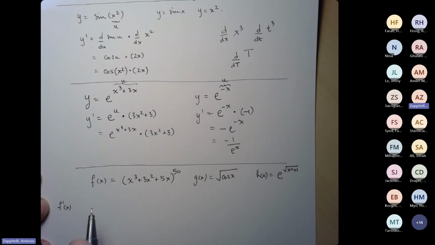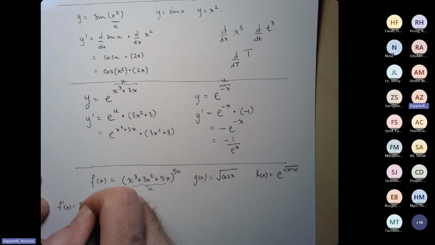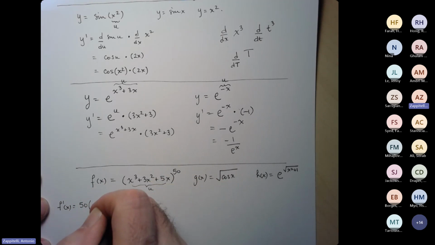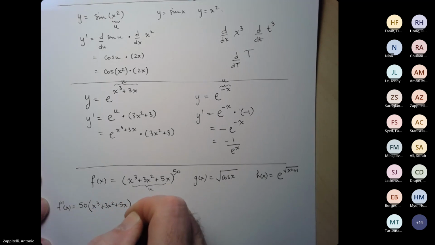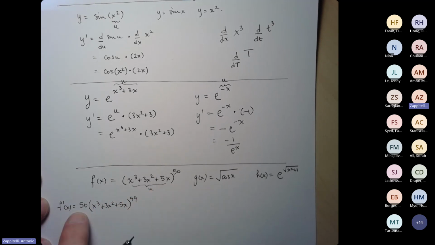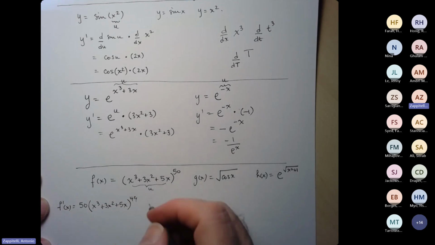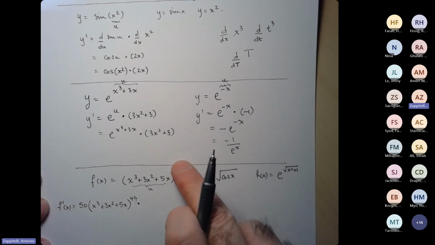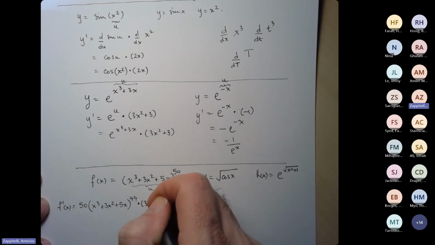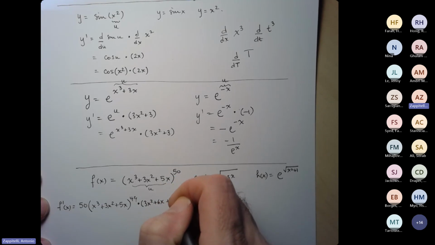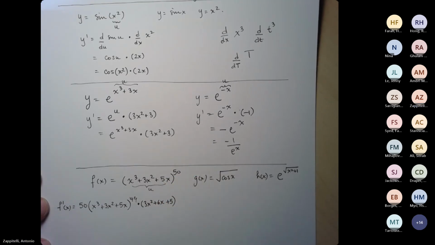So when I look at this here, I'm seeing u to the 50. What's the derivative of u to the 50? It's 50 u, which is this whole thing, all to the 49. So 50 u to the 49. And then I multiply that by the derivative of the inside function, and that one's nice and easy. Just 3x squared plus 6x plus 5.